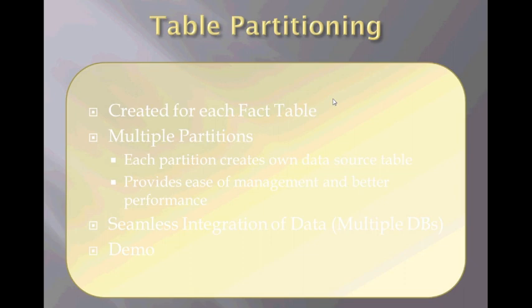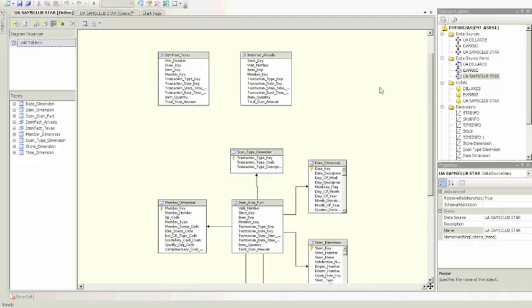Ultimately, partitions could come from different databases entirely if the dimensional measures are the same. This provides for seamless integration of data from multiple databases. I will now provide a demo of the basic features of table partitioning. In the table partitioning demo, I will show how to partition the data from a star schema.